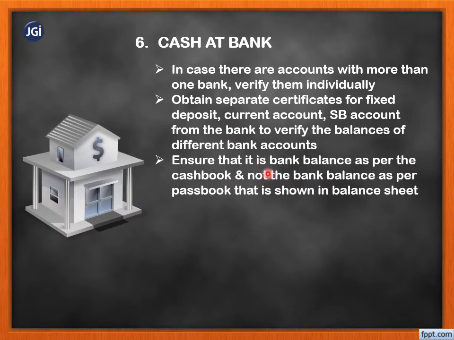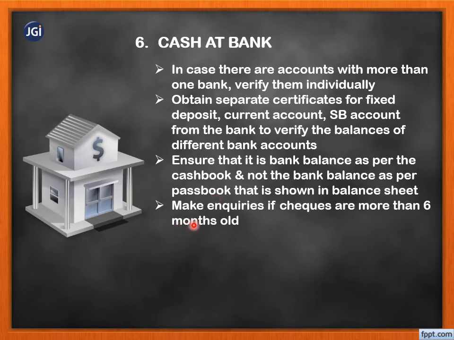The auditor should see that it is the bank balance as per the cash book, and not the bank balance as per the passbook, that is shown in the balance sheet. That is, in the balance sheet, the auditor must check that bank balance as per cash book is recorded, but the bank balance as per the passbook is not recorded in the balance sheet.